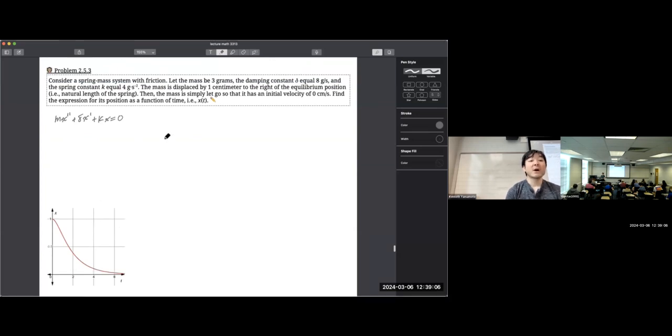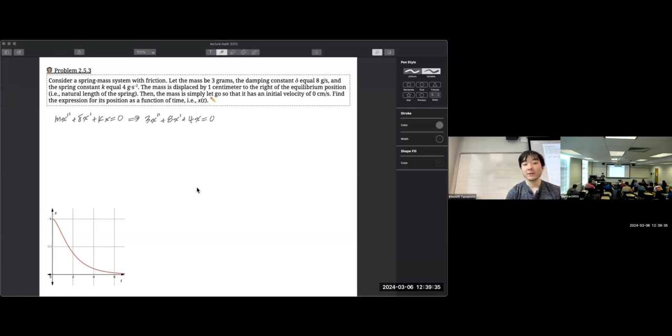Consider a spring mass system now with friction. Let the mass be 3 grams. Let the damping constant delta equal 8 grams per second and the spring constant equal 4. That gives us this equation. So what does that do? The mass is 3, so 3x double prime. Damping is 8, so 8x prime. Spring constant is 4, so 4x is equal to 0. All right, so let's solve this.